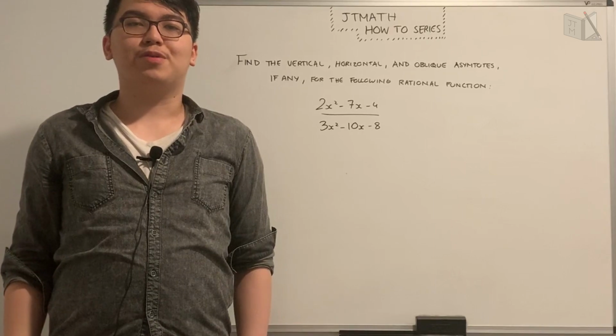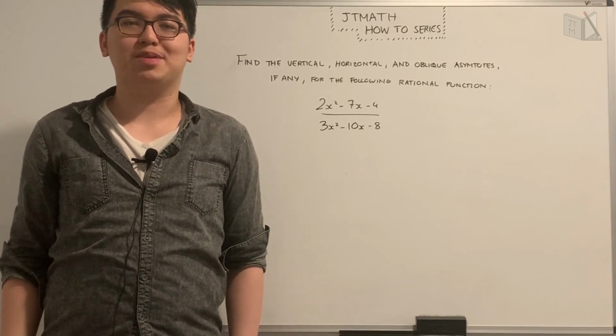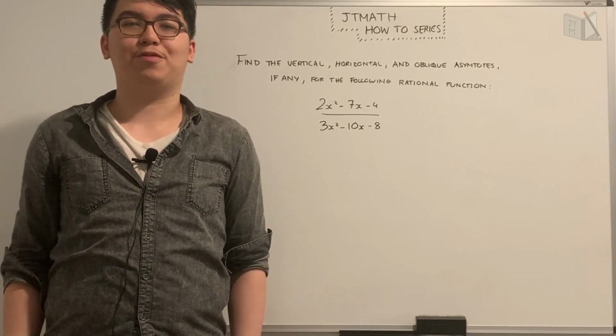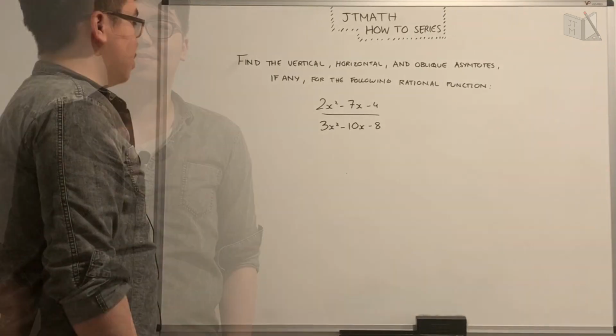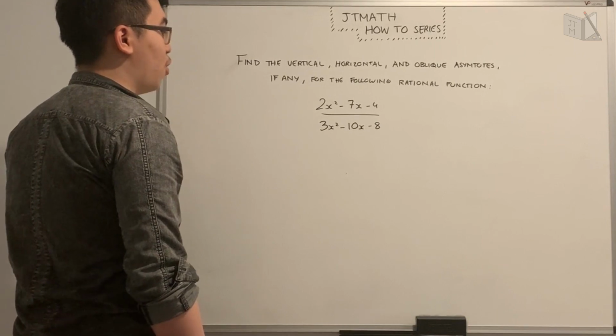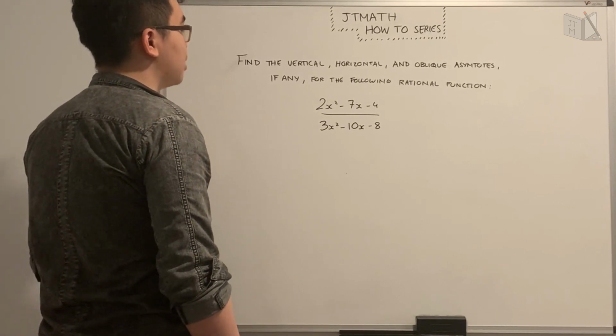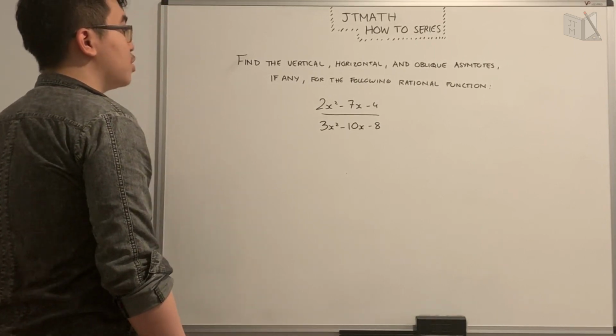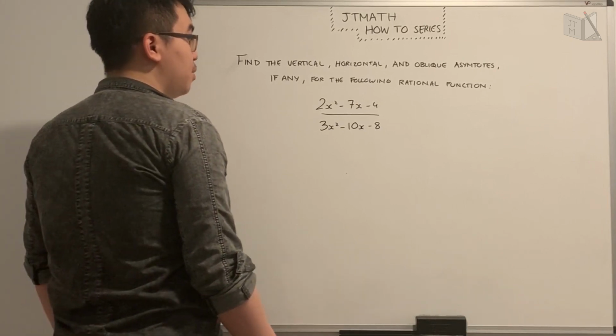I'm going to find the vertical, horizontal, and oblique asymptotes, if there are any, for the following rational function. So our function is going to be 2x squared minus 7x minus 4 over 3x squared minus 10x minus 8. We're going to start by finding the vertical asymptote.